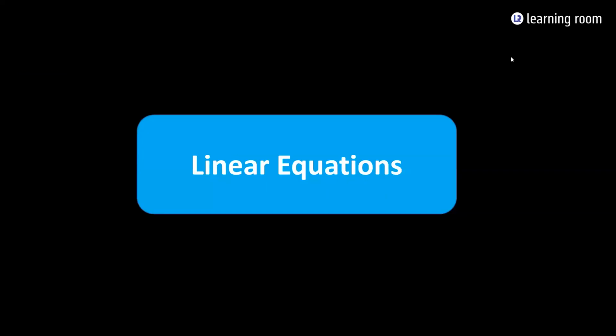So first, let's understand. Can someone tell me what are all deleted from this chapter? Graphical representation and cross multiplication.